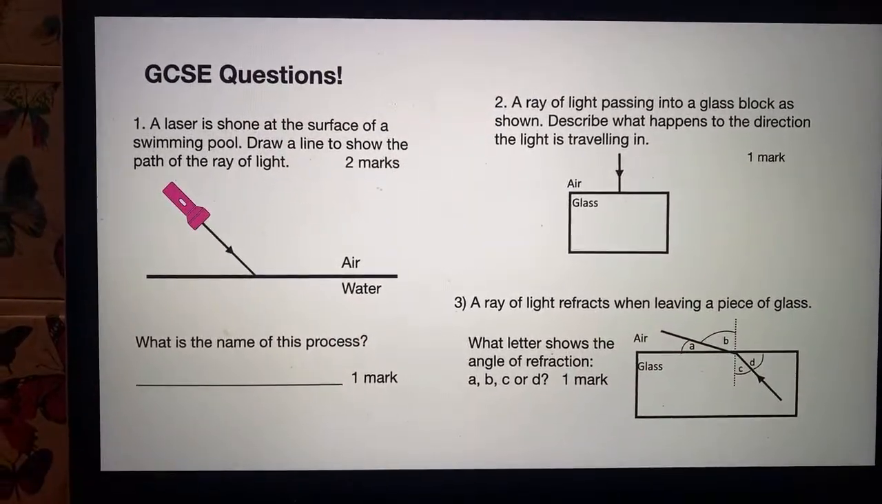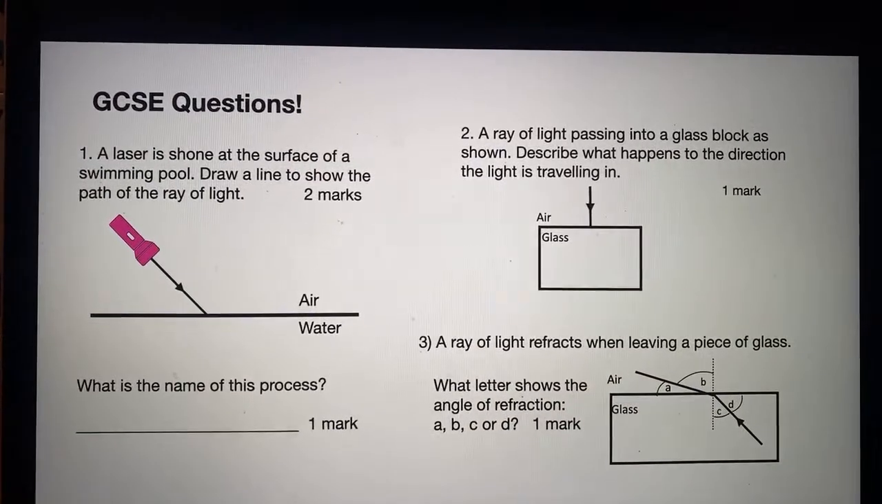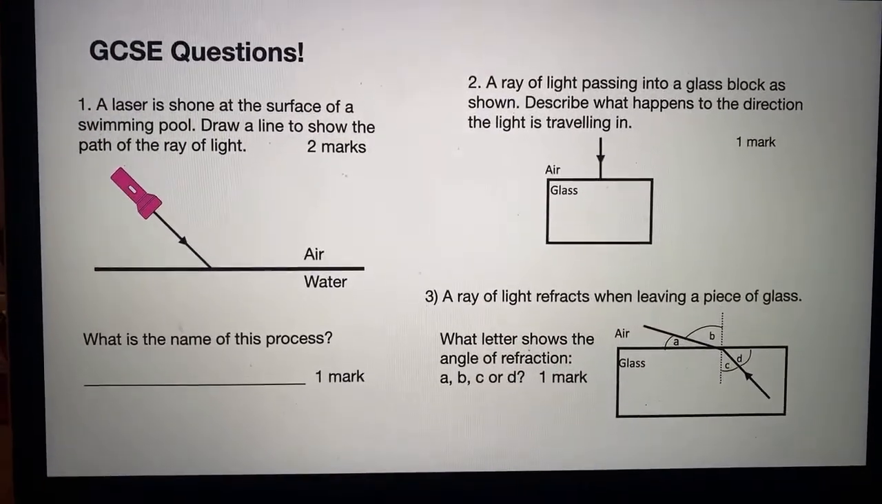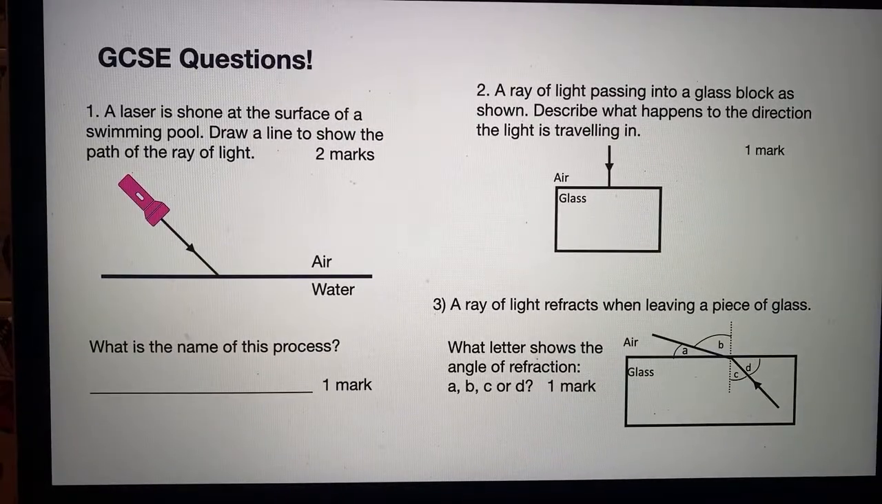Okay, so your first question. A laser is shone at the surface of a swimming pool for physics reasons. Draw a line to show the path of the ray of light. And that's 2 marks for that. Be careful, don't make it too complicated. It might be so obvious that you think it's harder than it is.